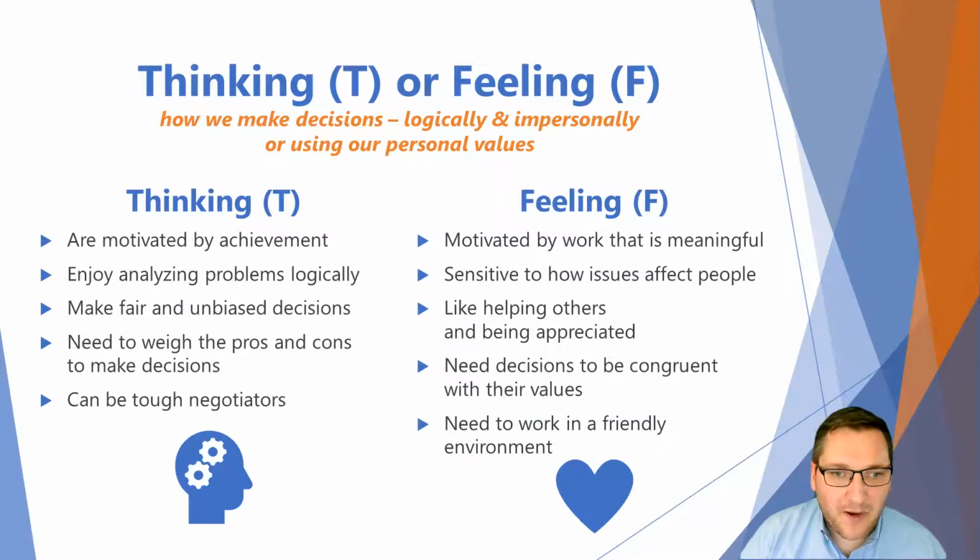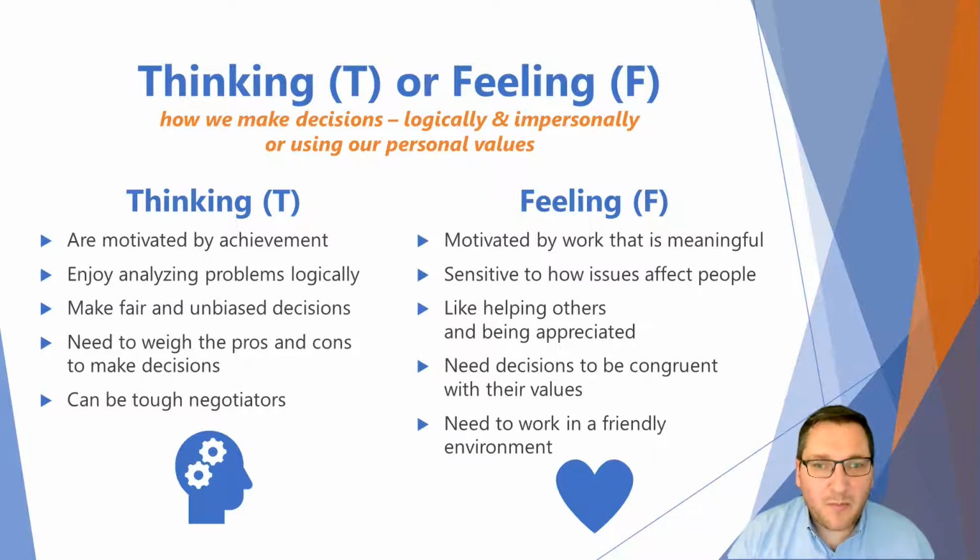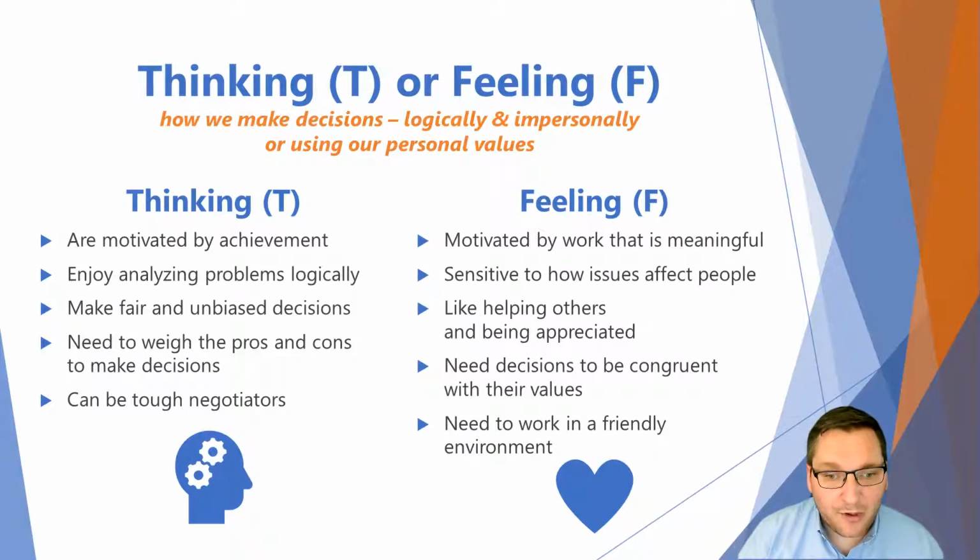The next preference pair is thinking, the letter T, or feeling, the letter F. And that preference determines how we make decisions. People with a preference for thinking prefer to make logical decisions after weighing pros and cons. The people with a preference for feeling prefer to make decisions based on their values and are sensitive to how decisions affect people.